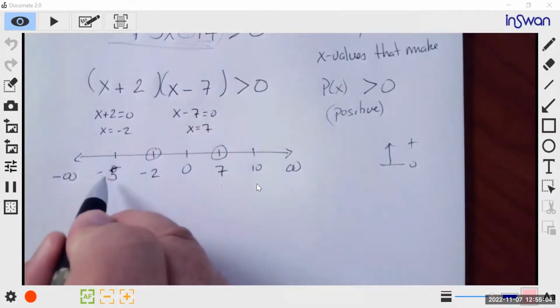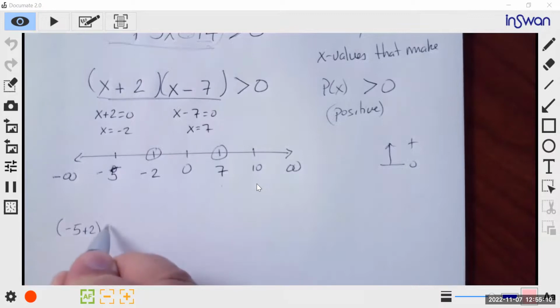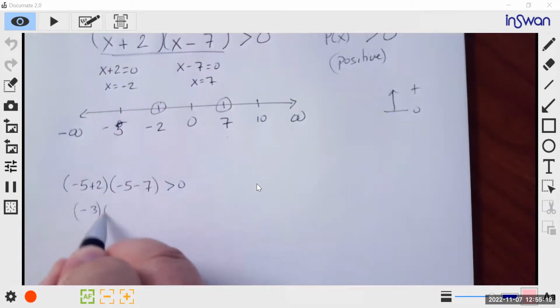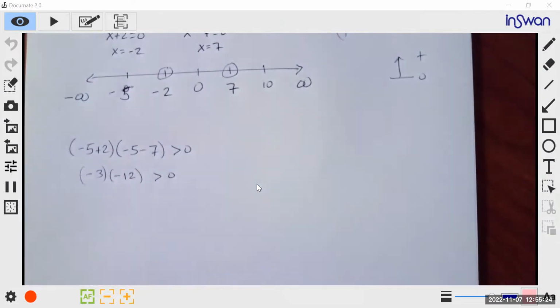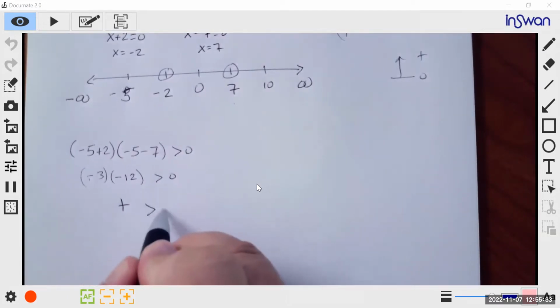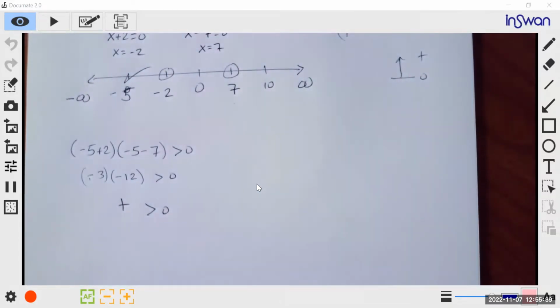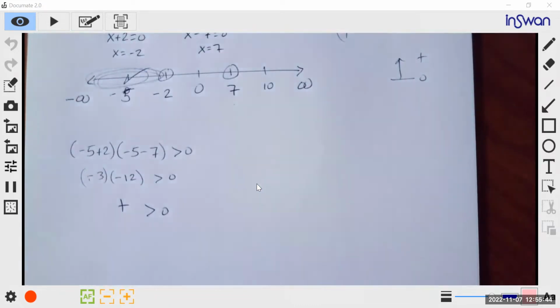So I'll try the first one, -5. I'm using this equation. So I have -5 plus 2, -5 minus 7. -5 plus 2 is -3. -5 minus 7 is -12. I don't care about the number. All I need to know is, is it positive or negative? Negative times negative is a positive. And positive is greater than 0, so this is a good number. That means any number on this side of -2 will be above the graph.